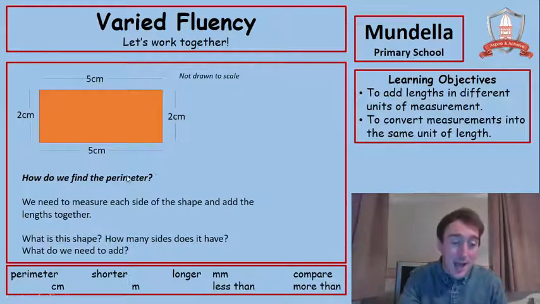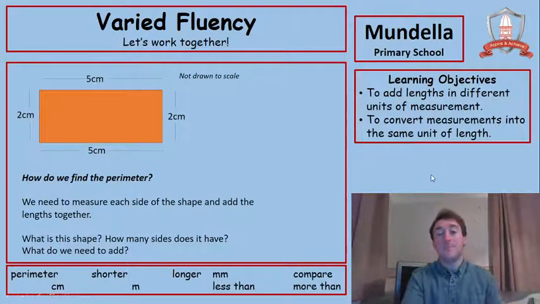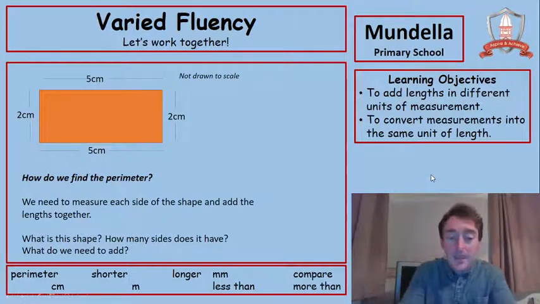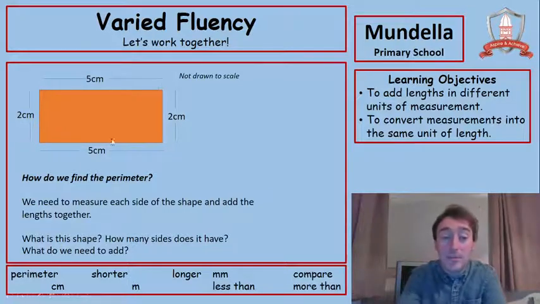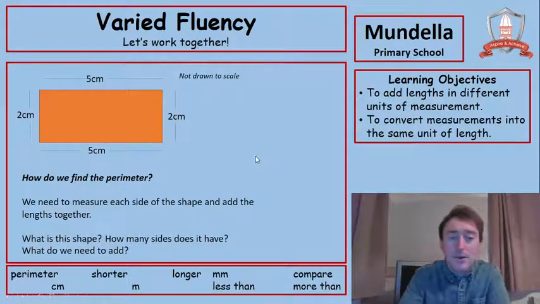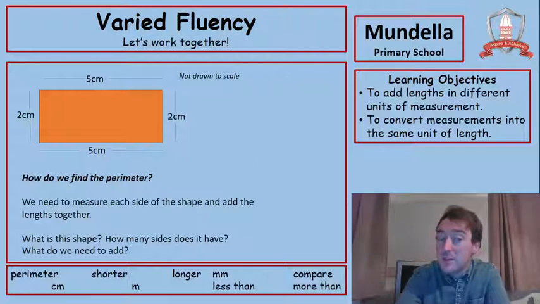So, how do we find the perimeter? Well, the perimeter is the length around the sides of a shape. So we add all of the lengths of a shape together, and it gives us our perimeter. First of all, our first question says, what is this shape? Do you know it? What's the name of the shape?